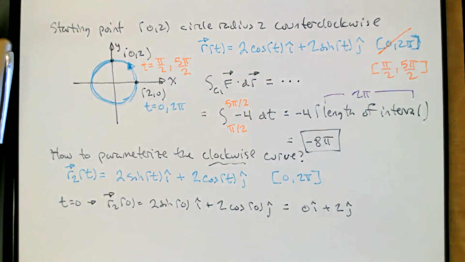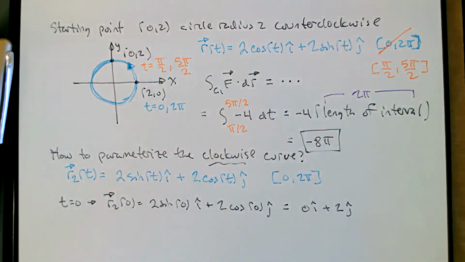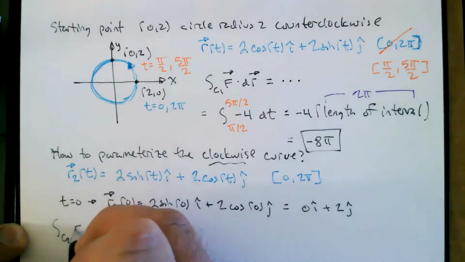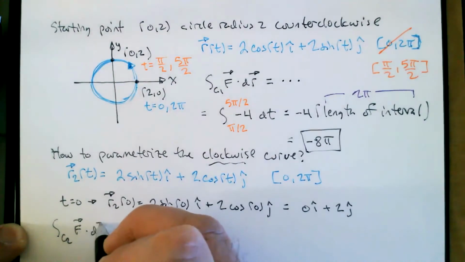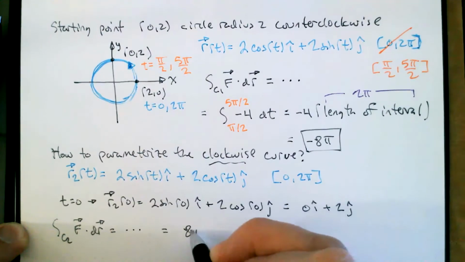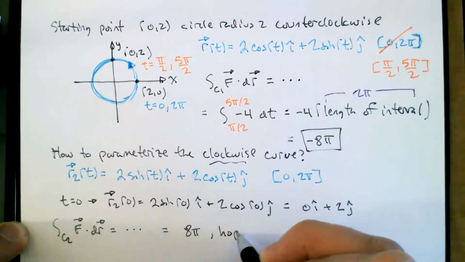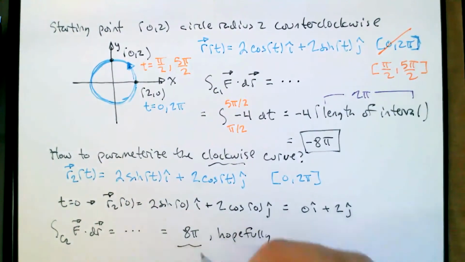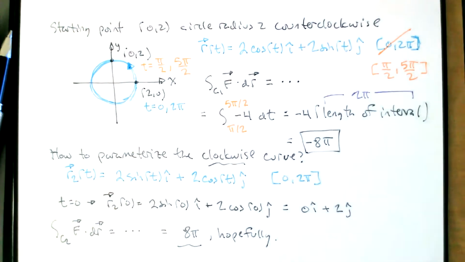So here's a parameterization that we can use for the clockwise curve. We, of course, would want to run this through our line integral, check the calculation. And see if we get 8 pi. So hopefully we'll get 8 pi.